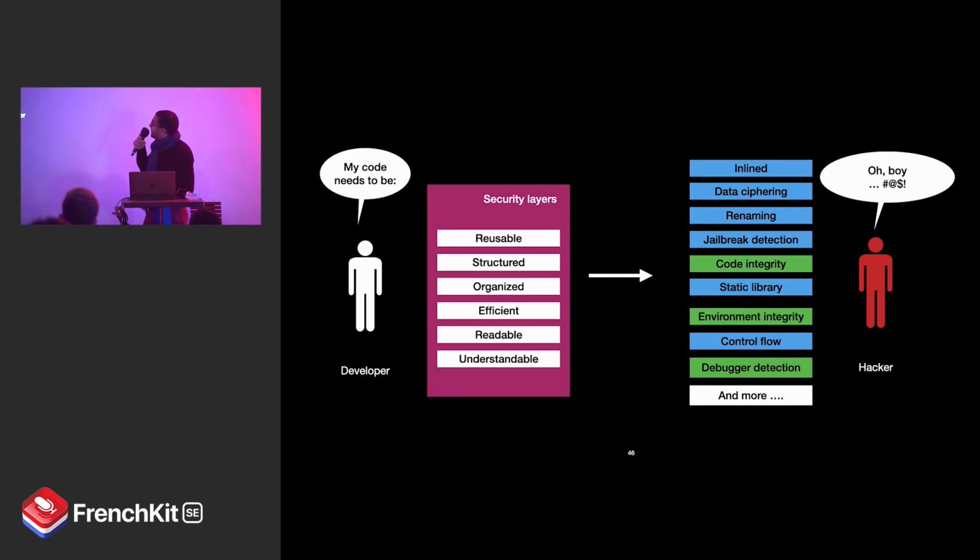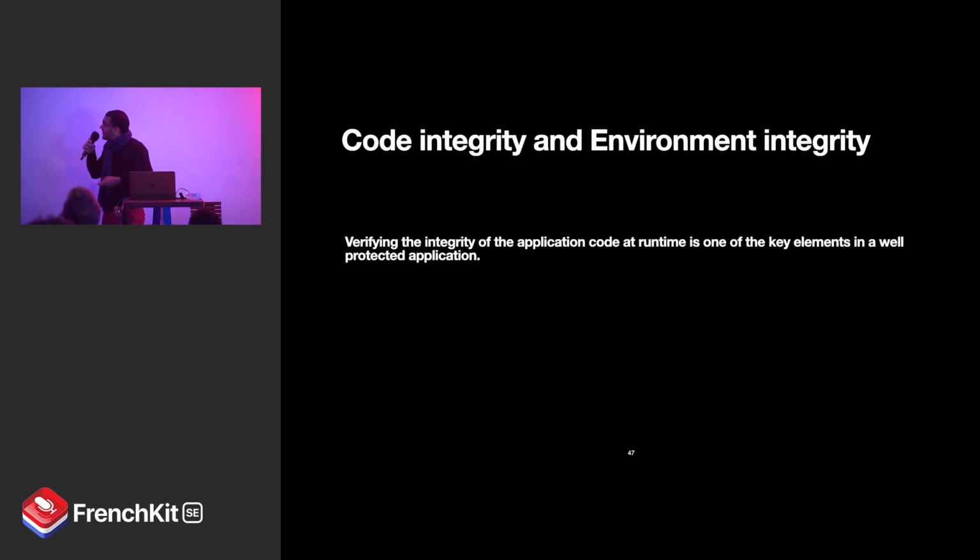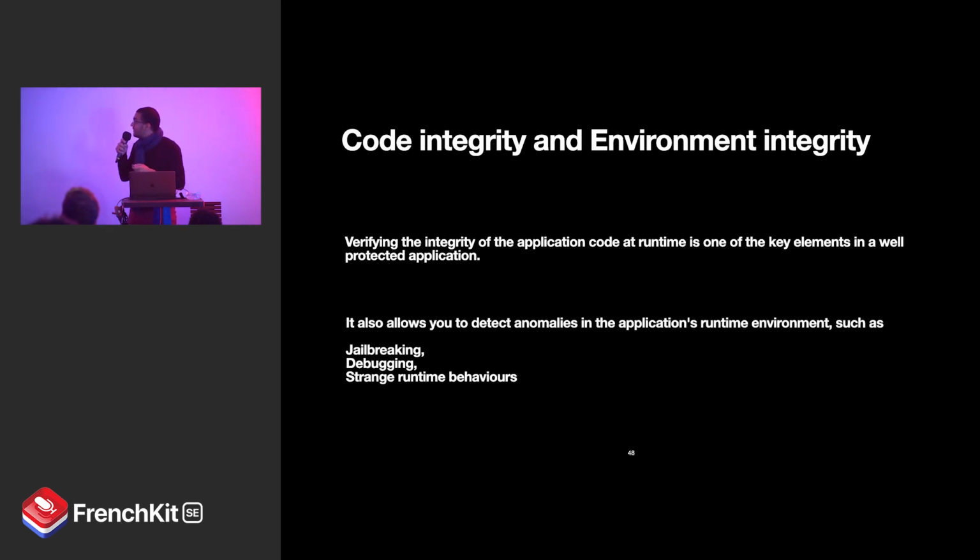Now, we can talk about code integrity. Verifying the integrity of the application at runtime is one of the key elements in a well-protected environment, such as jailbreak detection, if someone is trying to hook your APIs, or changing any frameworks, for example. It also allows you to detect some weird runtime events.